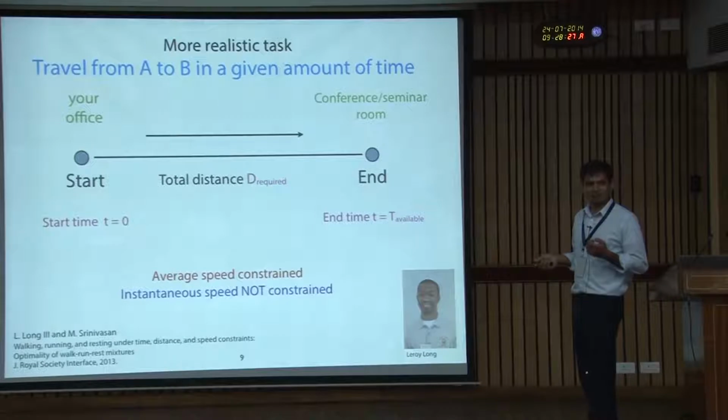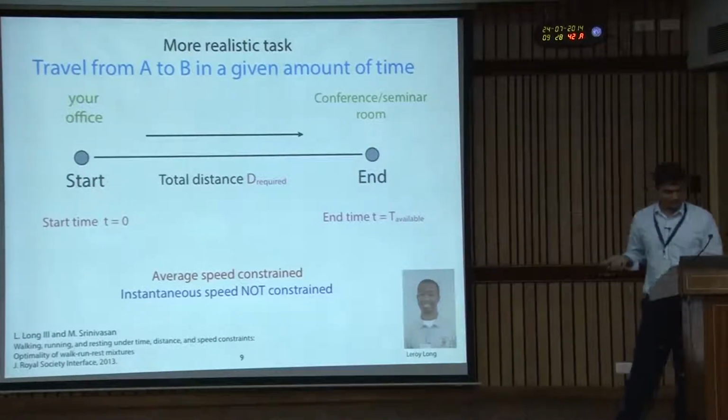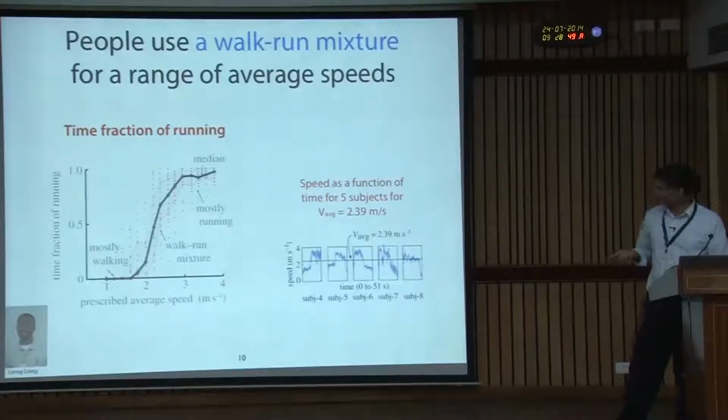So your average speed is specified, but not the instantaneous speed. So you could, in principle, run incredibly fast and then slow down and crawl or something like that. So only the average is specified, not the instantaneous. So this experiment constrains the task very differently from a treadmill task. Okay? So what do people do? This is what people do.